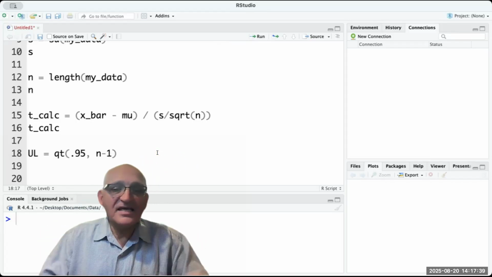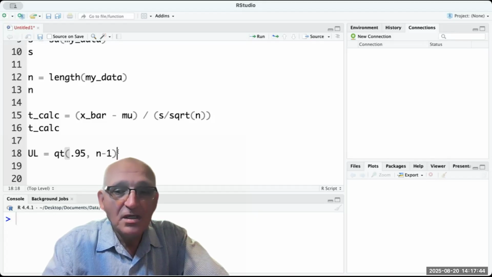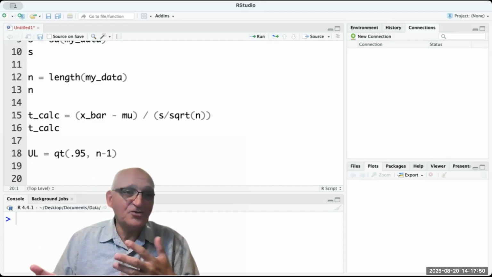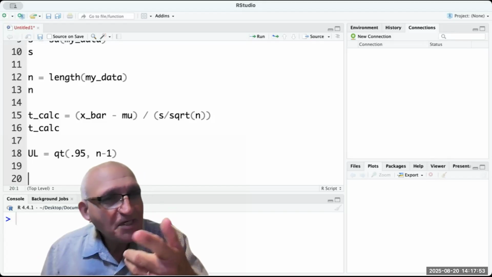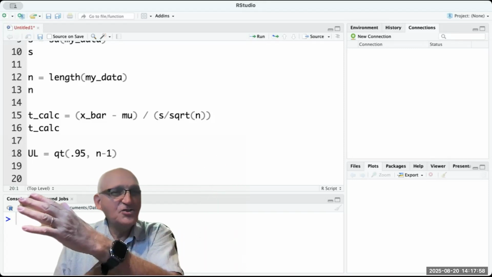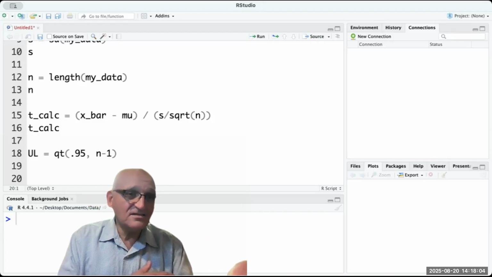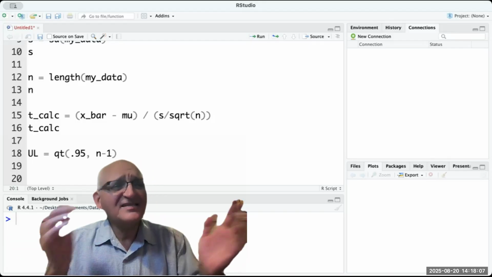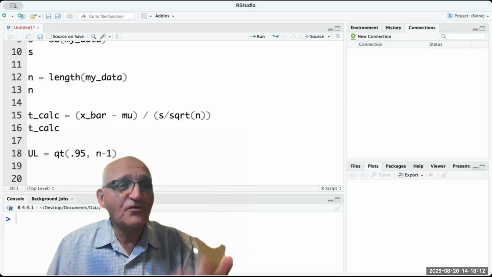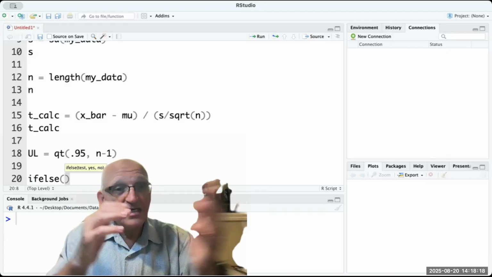Now, I want to check to see if t-calc is higher than this or no. And if it's higher, I want to say reject. If it's not higher, I would say fail to reject. Do you remember the if statement, if else? If t-calc is higher than ul, enter reject, else enter fail to reject. You can do that in a single line, as RStudio and many other languages provide you with something called ifelse, so that you can enter the whole thing in one line.